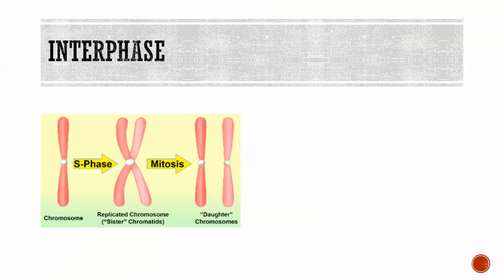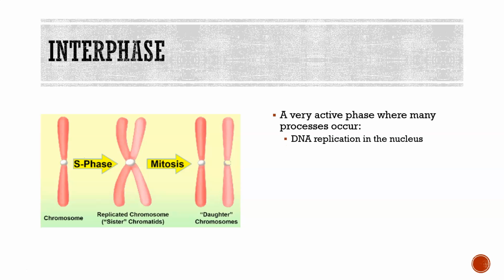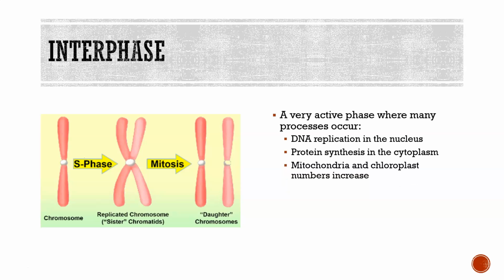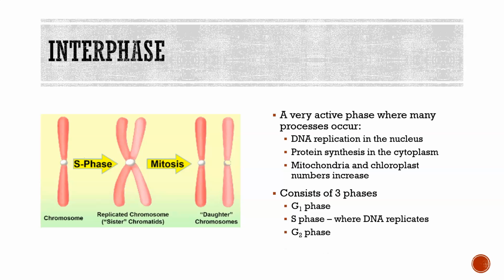Okay, the interphase. Before mitosis occurs, this is a very active phase where processes are occurring. Our DNA is replicating in the nucleus. Remember we're about to look at DNA replication in our next unit. Proteins are being made in the cytoplasm. Mitochondria and chloroplast numbers are increasing, remembering that they replicate themselves. The interphase consists of 3 parts: our G1 phase, our S phase, where the DNA replicates, and our G2 phase.